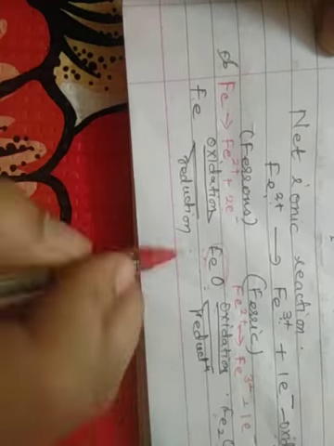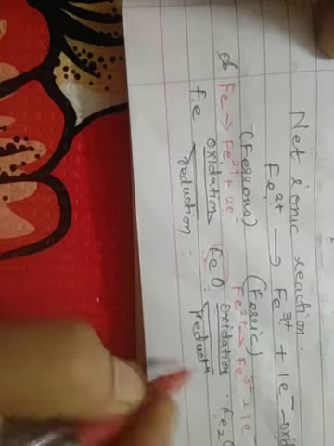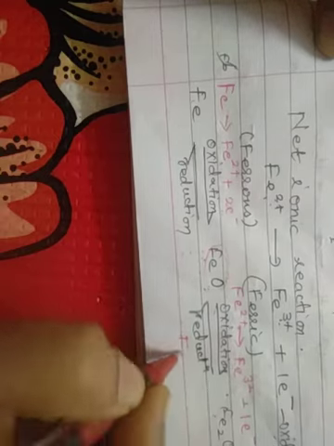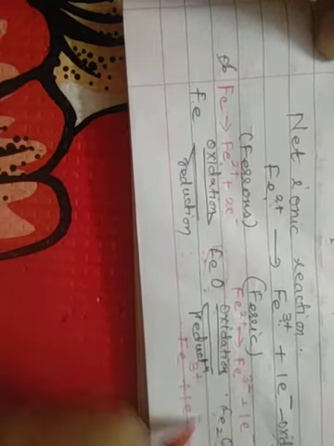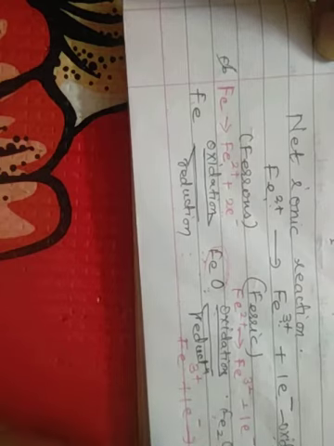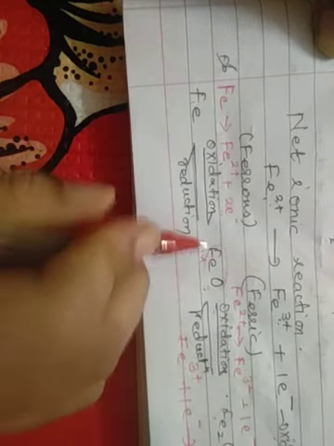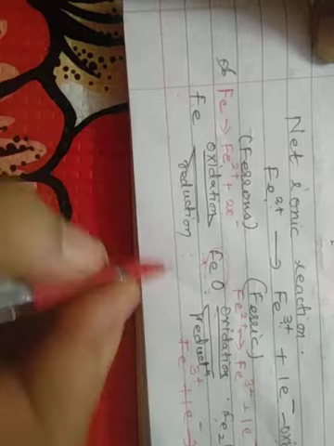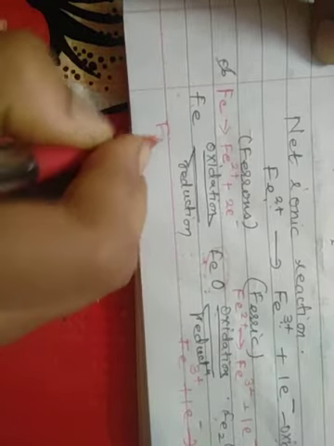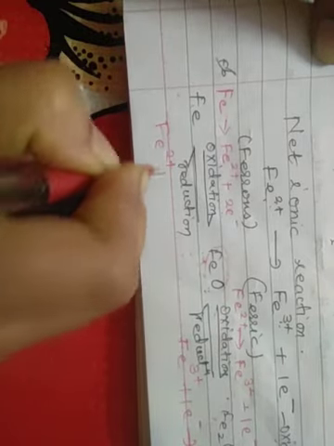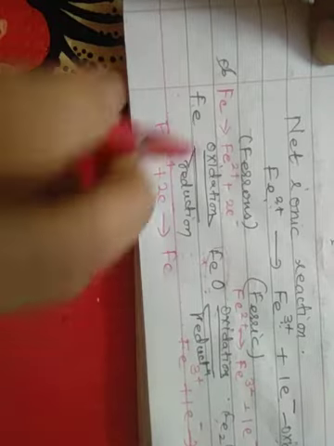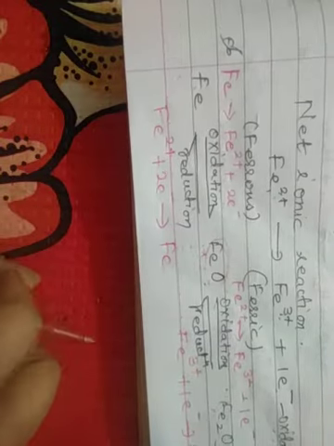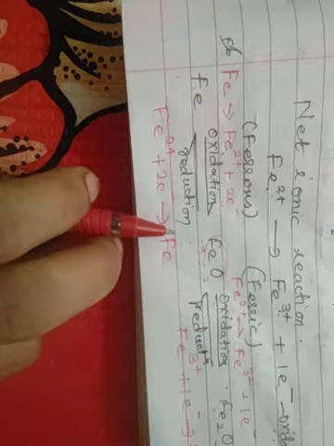Whereas the reduction, how will it take place here? It will take place like this: Fe3+ will be gaining one electron to form Fe2+, and so you will get this formula. Whereas from here to here, how will it be? It will be nothing but Fe2+ plus 2 electrons gives you Fe. So this is just the opposite. Fine. So this is how oxidation and reduction reactions take place.